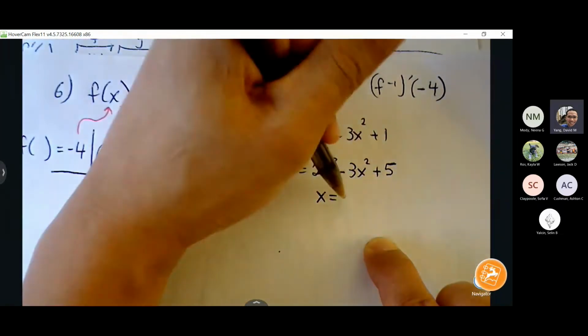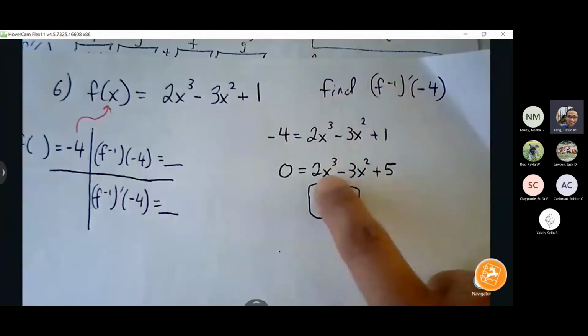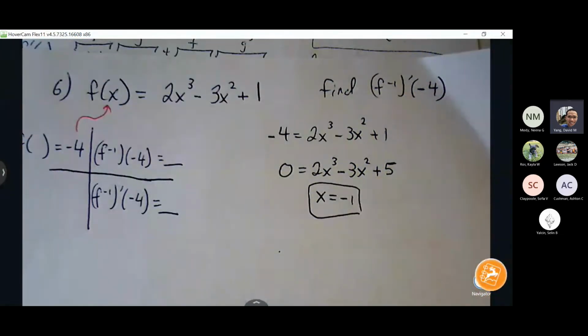What did you get? x equals -1, right? So let's test it out, make sure it works. Insert -1 for x. I get 2 times -1, that's -2. -2 minus 3 is -5. -5 plus 5 is 0.